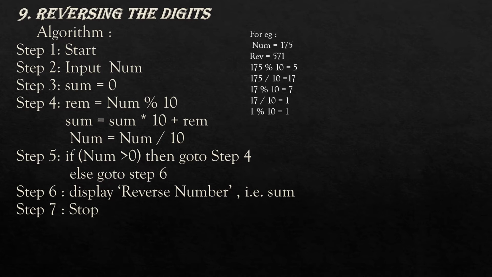Now 571 will be stored in the sum variable, and num equals num divided by 10. So 1 divided by 10 is 0. Is 0 greater than 0? False. So we'll go to step 6 and display the reversed number, that is sum, 571. Okay, and in the 7th step we'll stop. We'll stop the algorithm here.